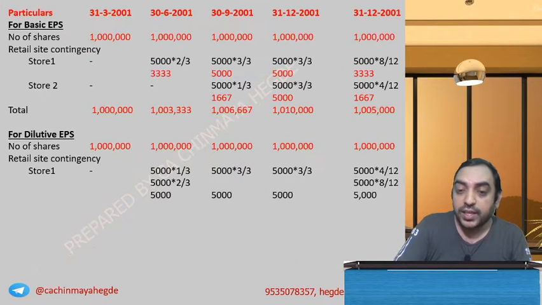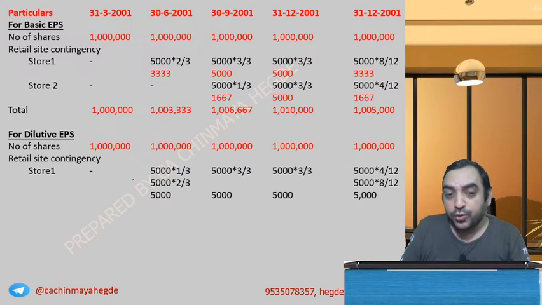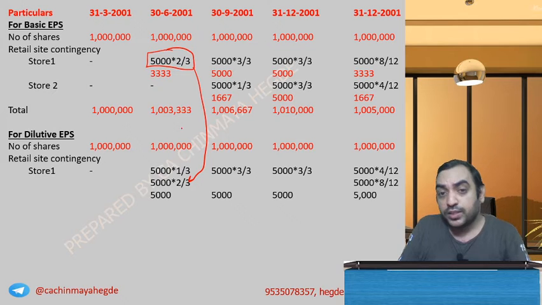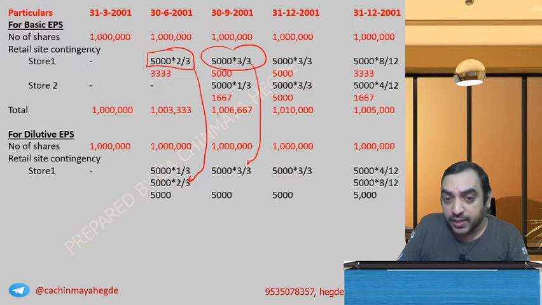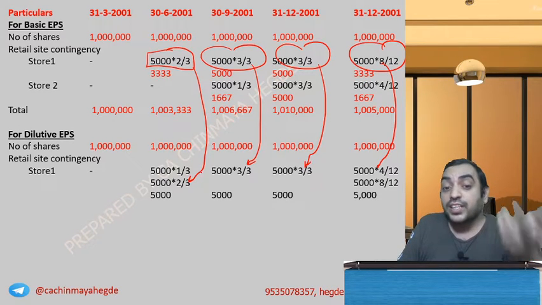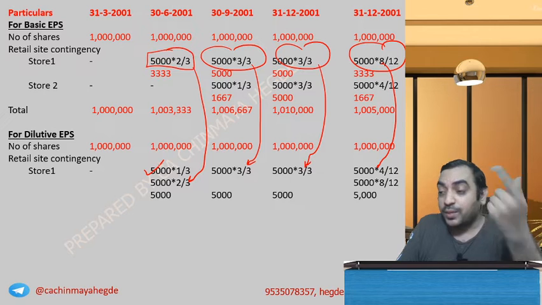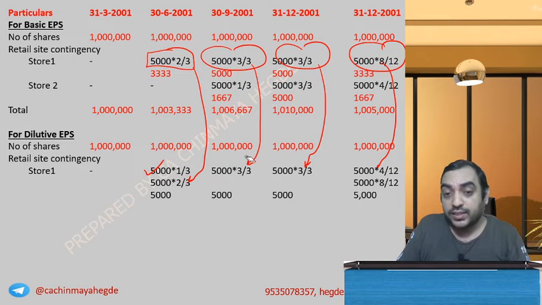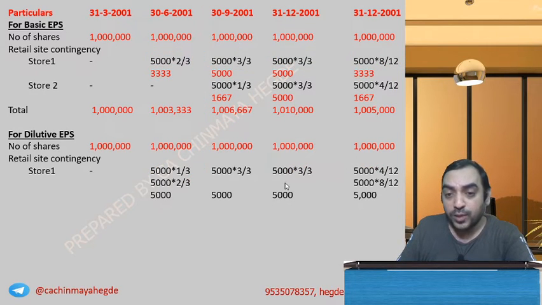Got it? Okay. Now tell me, did you get it what I'm doing? For the basic EPS, 5000 into 2 by 3, that continued. 5000 into 3 by 3 continued. 5000 into 8 by 12 continued. Additional 5000 into 1 by 3. Additional 5000 into whatever the things are there. And additional and additional. Hope you are able to get what is really happening here.